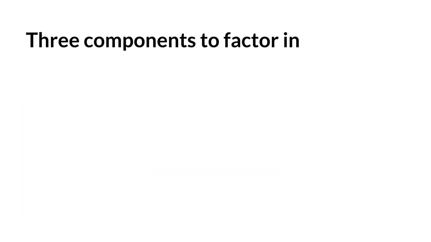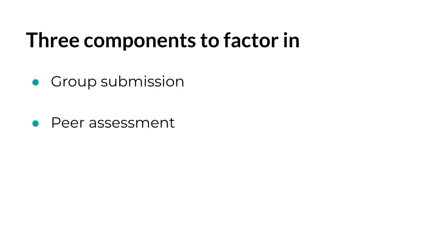There are three components to factor in a student's grade: the group submission, the peer assessment, and the individual reflection. The group submission is the project itself students submit on behalf of the group. Peer assessment is an average score students are given by their peers for their contribution to the group's work. Individual reflection is a self-assessment students do, in which instructors ask students to articulate how they specifically contributed to the process and final product of their project.